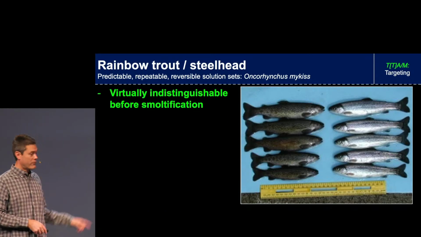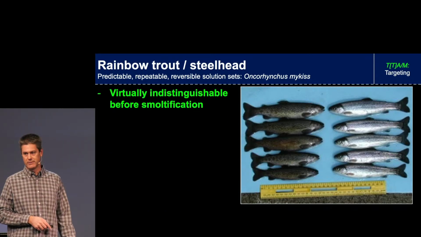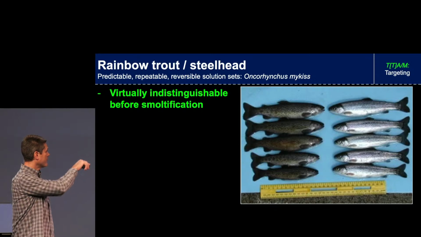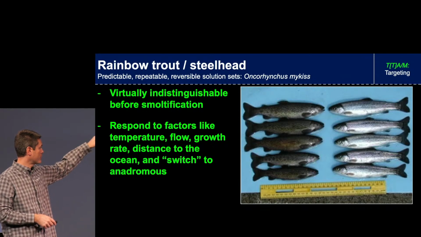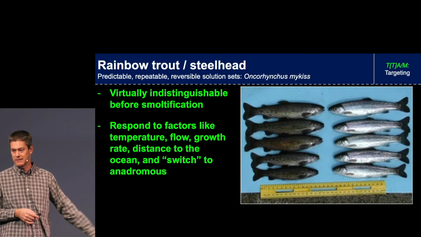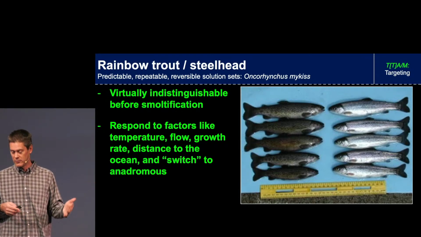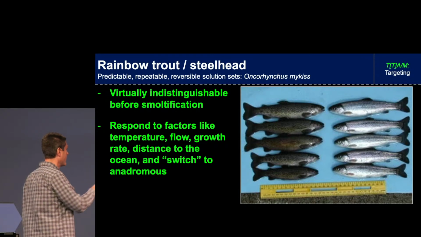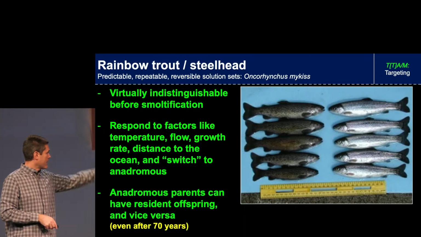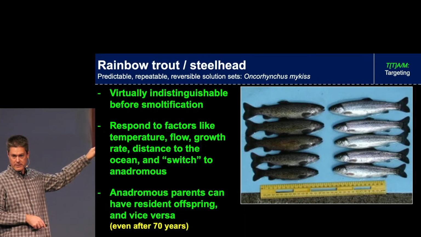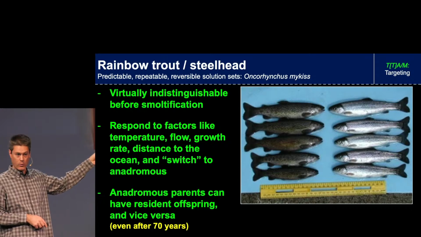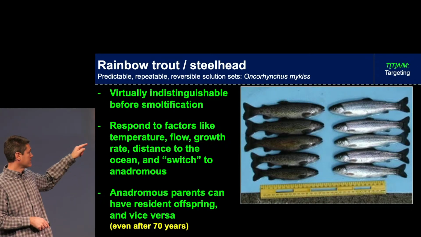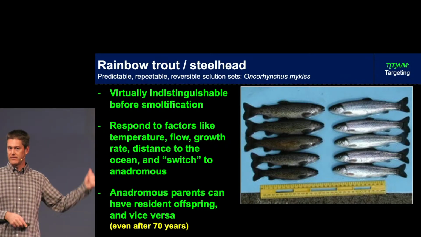But what's interesting is, before that happens, they're virtually indistinguishable as juveniles. And then, still trying to figure out exactly why, but some combination of factors like temperature, flow, growth rate, and distance to the ocean causes these ones to switch to anadromous and go to the ocean and come back. And the interesting thing about this is that you can have anadromous parents, so steelhead parents, that give rise to rainbow trout offspring. Or the reverse, rainbow trout parents that give rise to steelhead offspring, or any combination thereof. And this occurs even when they're isolated for 70 years, for instance.